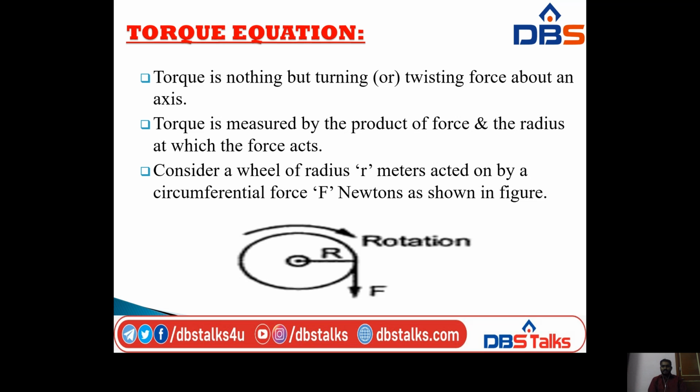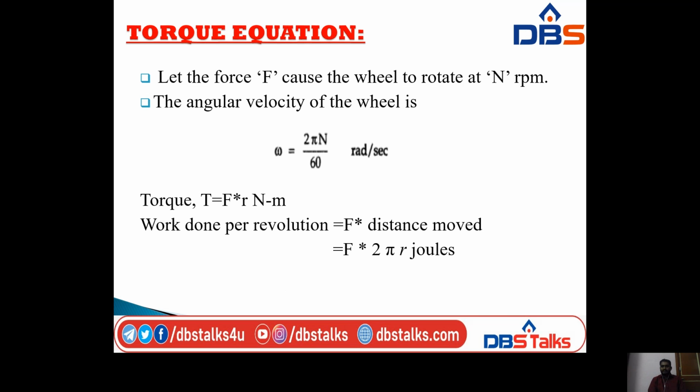It consists of a radius r meters acted on by a circumferential force F newtons, as shown in the figure. If you observe this diagram, you will see the wheel in a circular shape, and there is one small circle inside it, that is the radius of the wheel, and next we have the force F acting on it. So here, let the force capital F cause the wheel to rotate at n rpm.